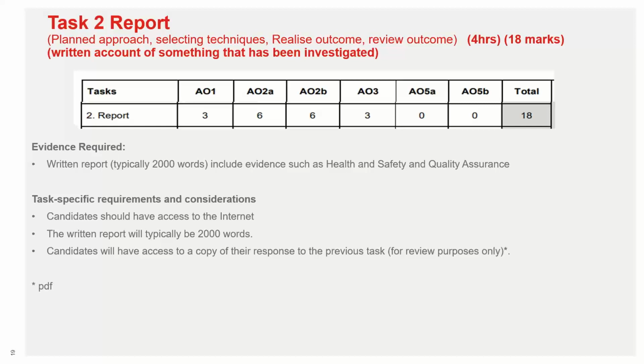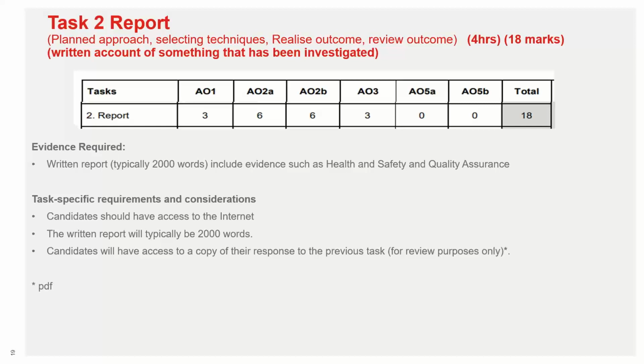You may, if you decide to split this into 2 sessions, you must keep the evidence between those sessions and keep that securely. Task specific, they will have access to the internet to write their report. It's about 2,000 words, and they must have access to a copy of their work or responses to the previous task. So in other words, their research notes, they must have those.